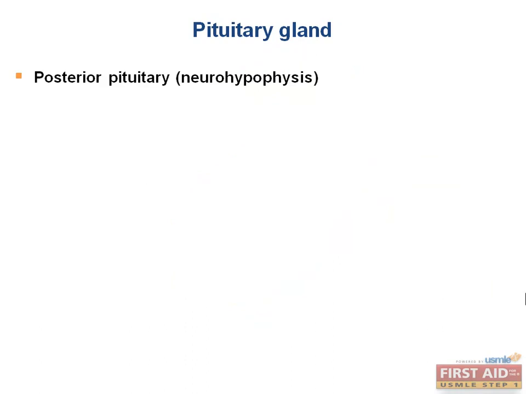First, we will talk about the posterior pituitary. Can you tell me what hormones are made there? This is a trick question. None of them are made there. Remember, they are transported from the hypothalamus. So what are the hormones that are released from the posterior pituitary? Vasopressin, aka ADH or antidiuretic hormone, and oxytocin.